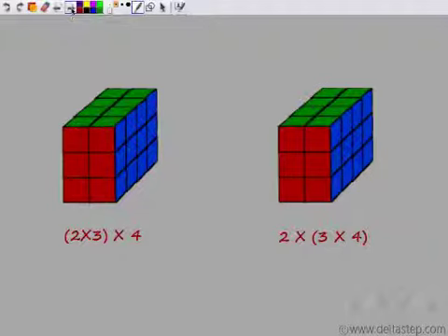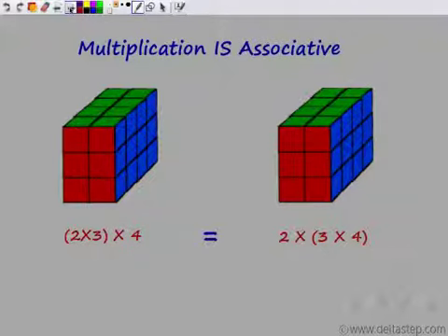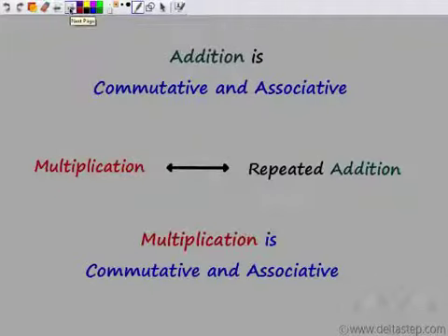So the order in which you are associating or grouping, either the first two or the last two, the value is not changing. You're getting the same block. The value is not changing, and hence I can say that multiplication is associative. You can associate or group any two, and hence it is associative. So we have seen that addition is commutative, addition is associative too. Now from addition, repeated addition gives me multiplication, and multiplication too is both associative and commutative.